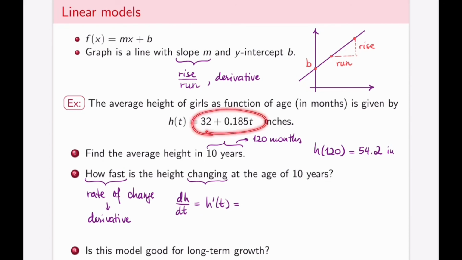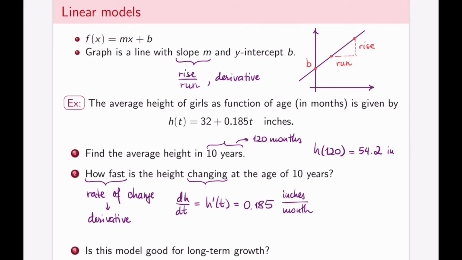So if we want to take the derivative of this with respect to time, let's remember our differentiation rules. The constant here will simply go away, so this will turn into 0, and then the derivative of 0.185t is going to be just 0.185. Now it comes with units, so again, taking a look at this notation is probably going to make it easier to come up with units. The units for h, which are the units of the top here, were inches, and the units of the time, which are on the bottom here, were in months. So overall, I have inches per month.